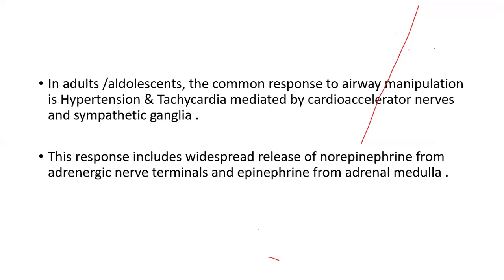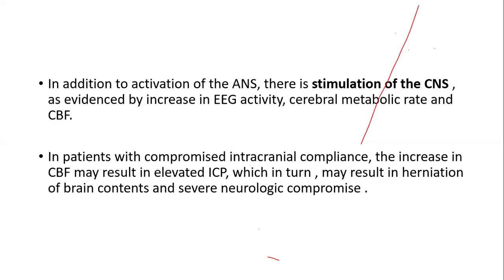Now, in adults and adolescents, the common response to airway manipulation is hypertension and tachycardia, which is mediated by the cardioaccelerator fibers, that's the cardioaccelerator nerves, from T1 to T4 and the sympathetic ganglia. This response includes widespread release of norepinephrine from the adrenergic terminals and epinephrine from the adrenal medulla.